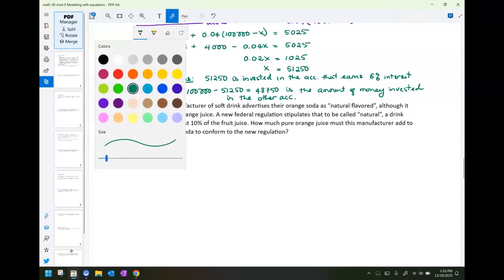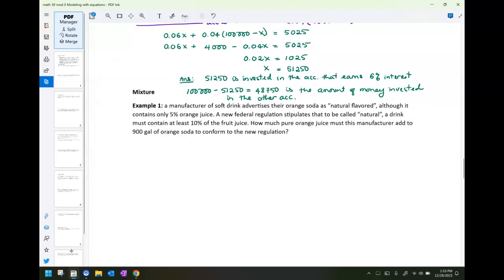So here the question says how much pure orange juice must this manufacturer add to 900 gallons of orange soda to conform to the new regulation. So we will let X be the amount of orange juice to be added.